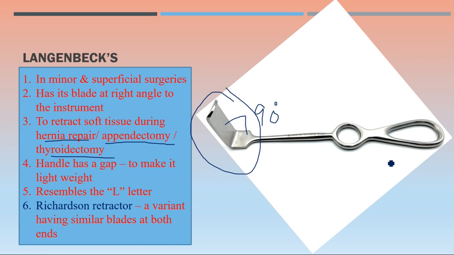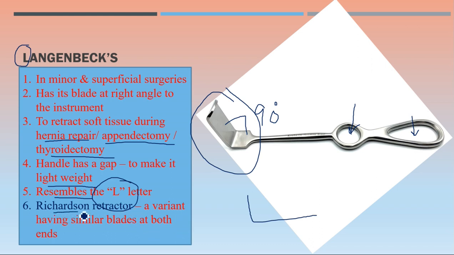It has a handle and it has a gap here also. You can see here it is a gap, and here is again fenestrated. These are again to make it lightweight. Important thing is it resembles the English alphabet L. Important thing is we are having L in front of this Langenbeck, right? It's L shape. Can you see here? L shape. Langenbeck's.